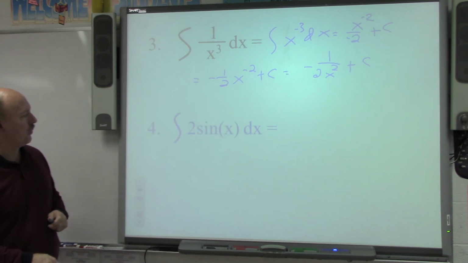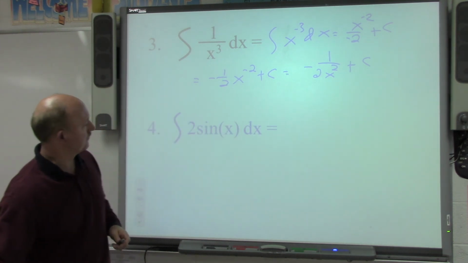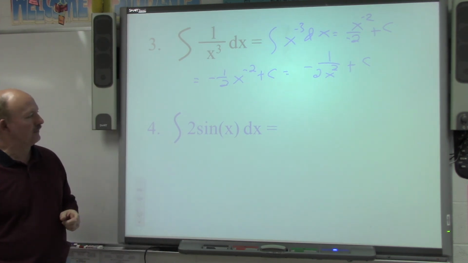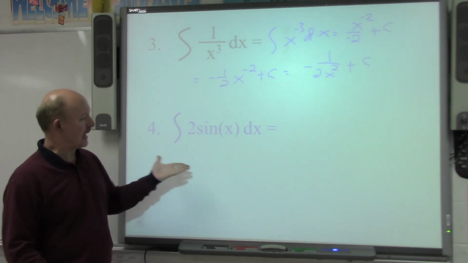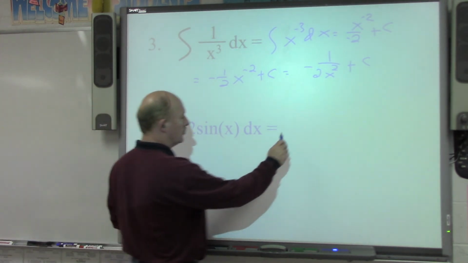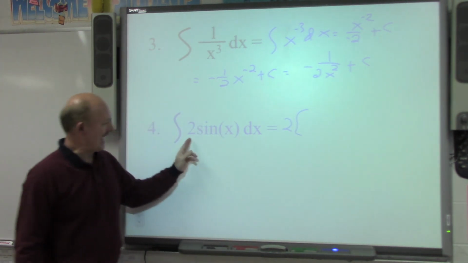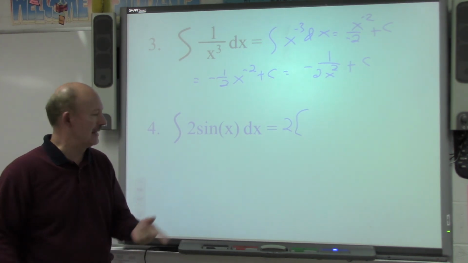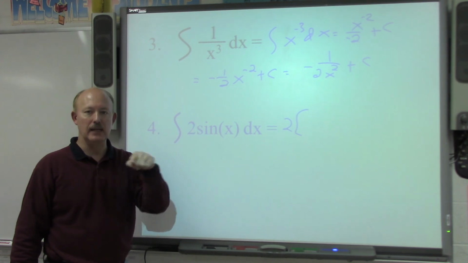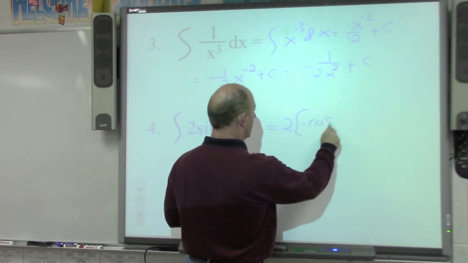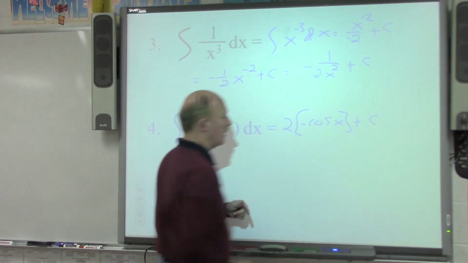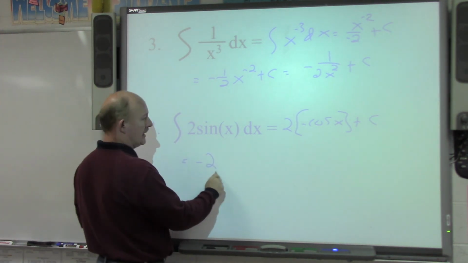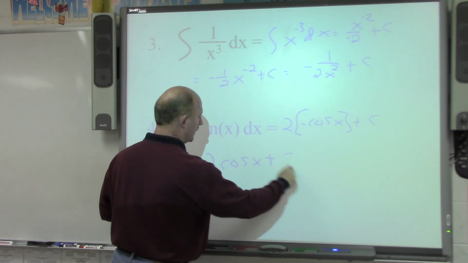Okay, and let's do one more. We'll do a little trig example here. The antiderivative of 2 sine x. As we try to find our antiderivative, this will be 2 times the antiderivative of sine x. Now, remember the rules that we just looked at with our trig functions? The antiderivative of sine is negative cosine. So it will be negative cosine x plus our constant of integration. And then as you multiply here, this is going to be negative 2 cosine x plus c.